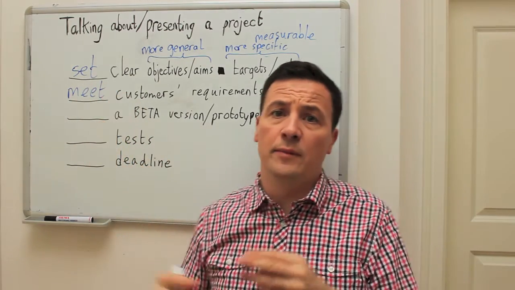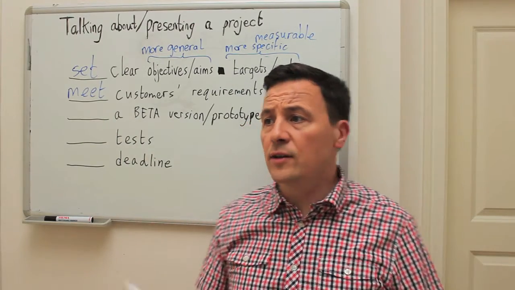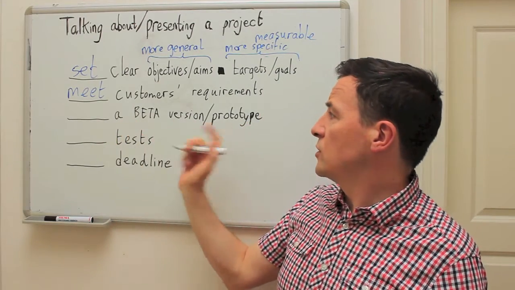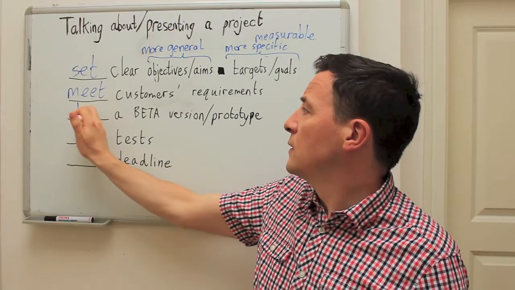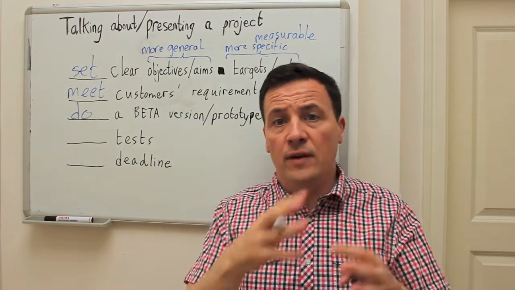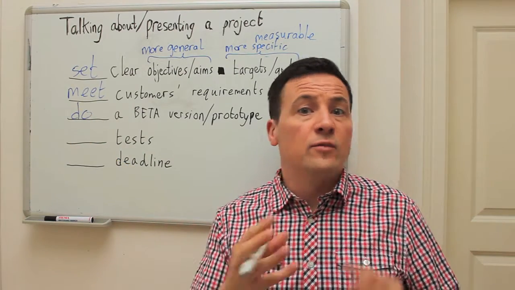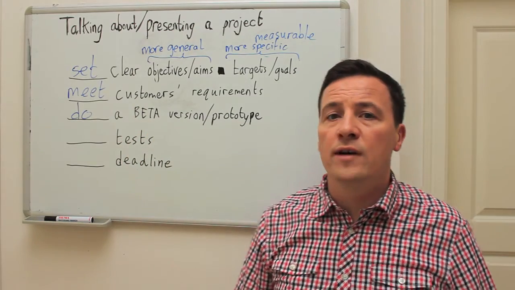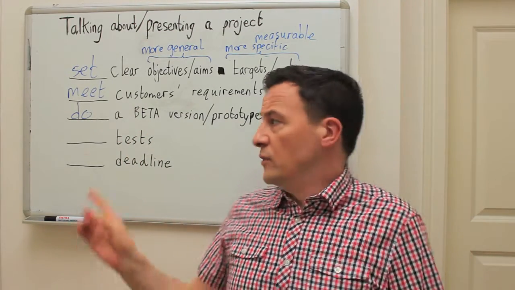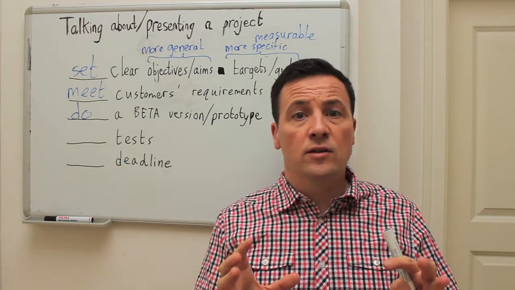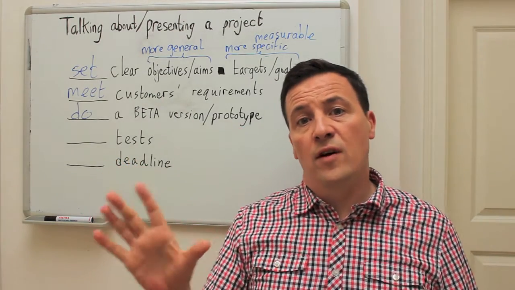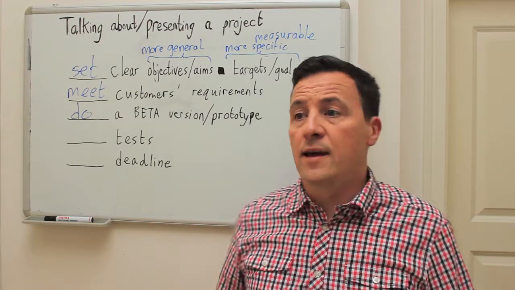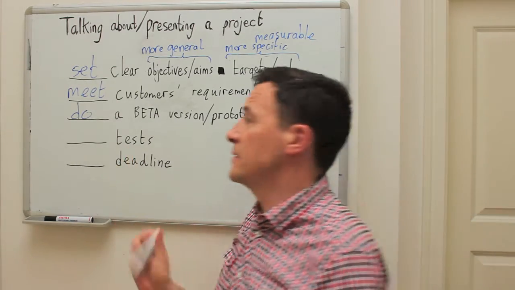After that, this is a little bit more basic, a little easier. You would do a beta version or a prototype. You could also create, if it's more creative, you could create a beta version or a prototype. After that, you can do tests, or a nicer, more sophisticated verb or a more professional way to say that would be to carry out tests.